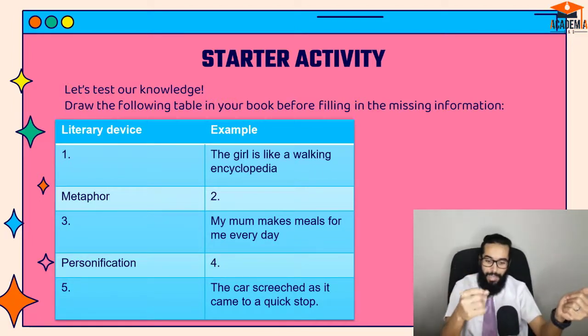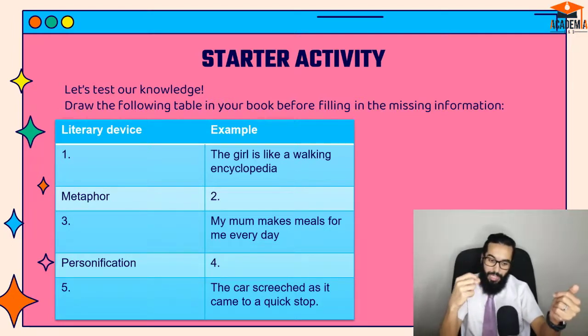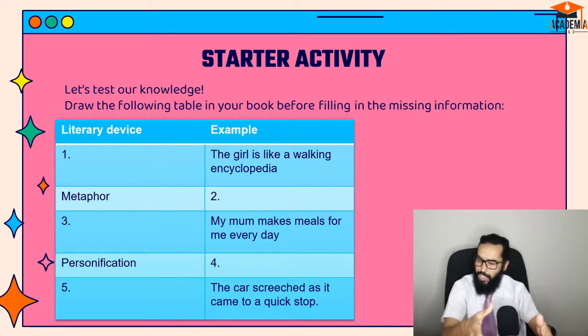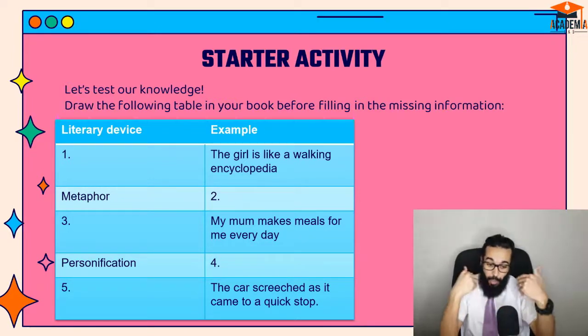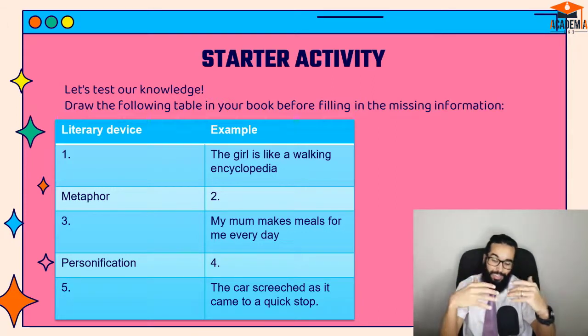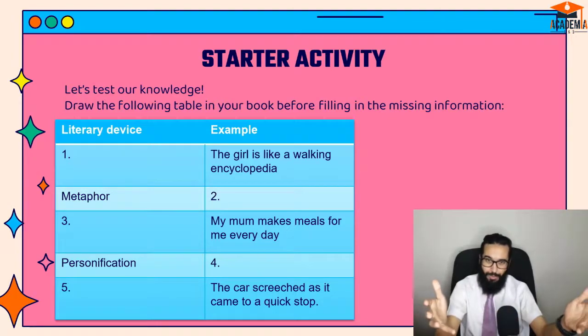I want you to give me a metaphor. My mom makes meals for me every day. What is this literary device? So write it down there. Personification, I want you to give us one. I want you to give us a personification, and read the last sentence and tell us what that literary device is as well. Go for it. Off you go.